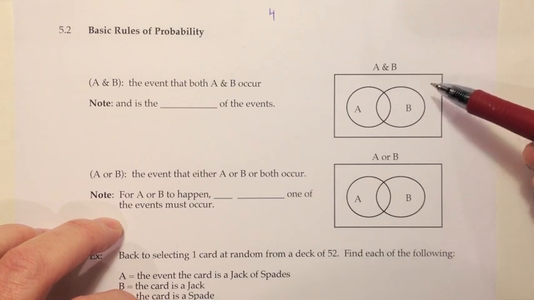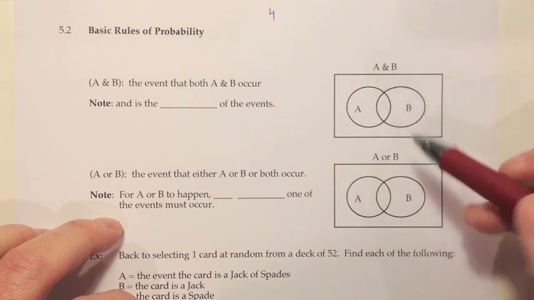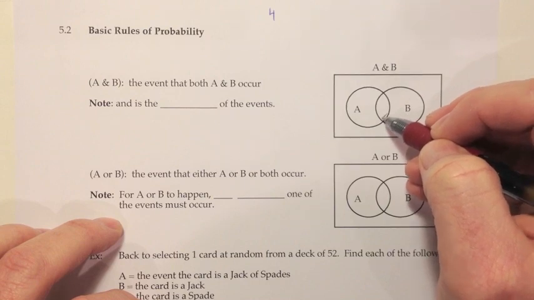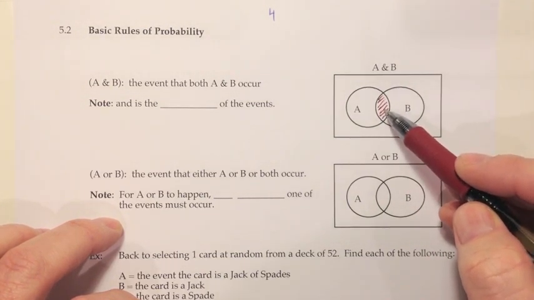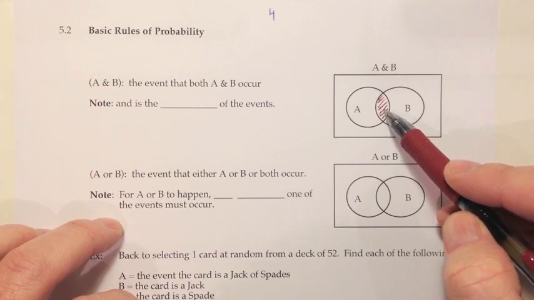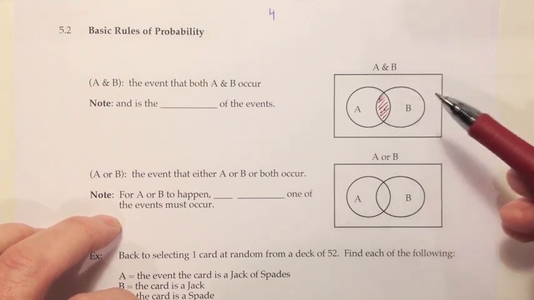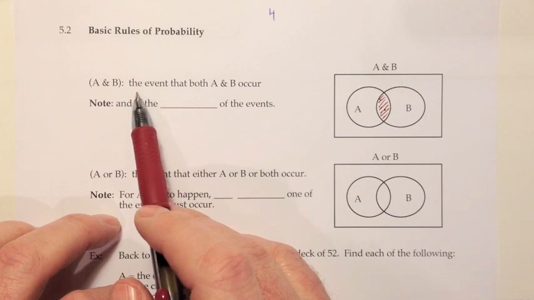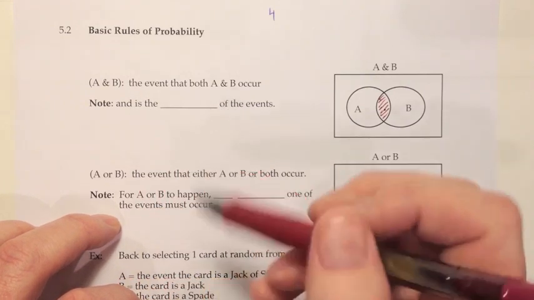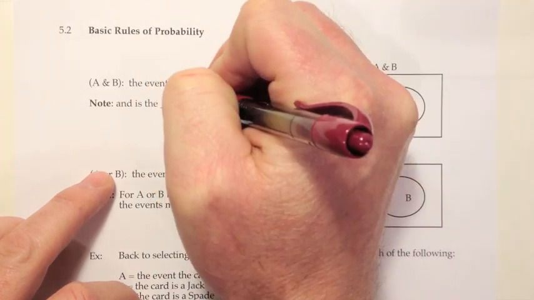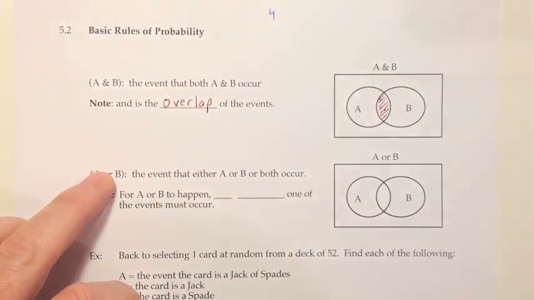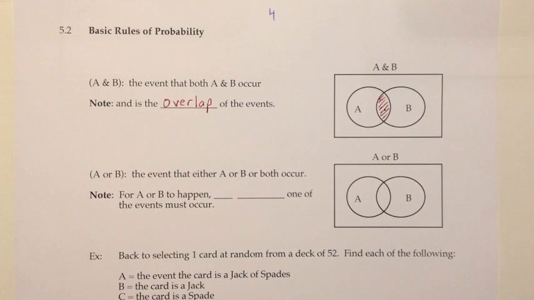So if I want to win the prize, and that means that both A and B have to occur, I need to land in this overlapping spot, because if I land in here, then I'm in circle A and I'm also in circle B. So that's the official definition of an AND, that both A and B occur. But what I think is a good thing for you to remember is that AND is the overlap of the events. So when you think about an AND, you want to think about this Venn diagram picture, and you want to remember the word overlap.